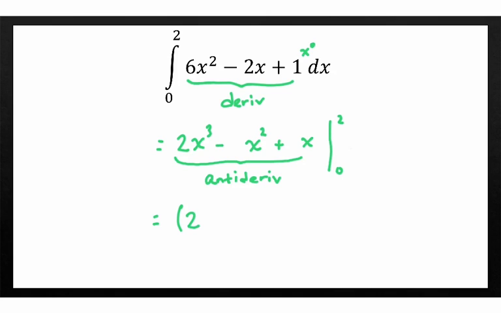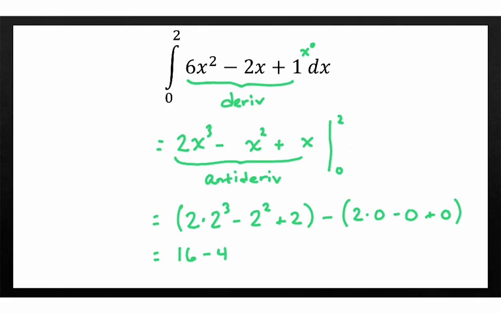So here we go. We're going to have 2 times 2 cubed minus 2 squared plus 2. And then we're going to plug 0 in. So we have 2 times 0 minus 0 plus 0. We always plug the top number in first, bottom number second. All right, so now we just need to crunch this out. So we have 8 times 2, that's 16, minus 4 plus 2. And then, of course, everything in the second set of parentheses is just a 0. So final answer is 14.